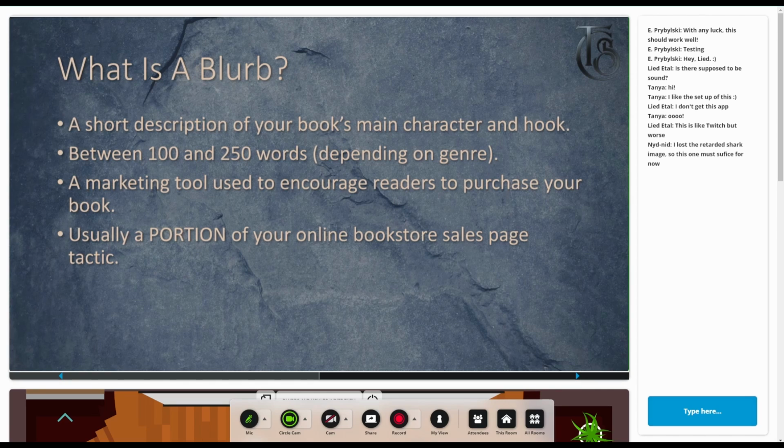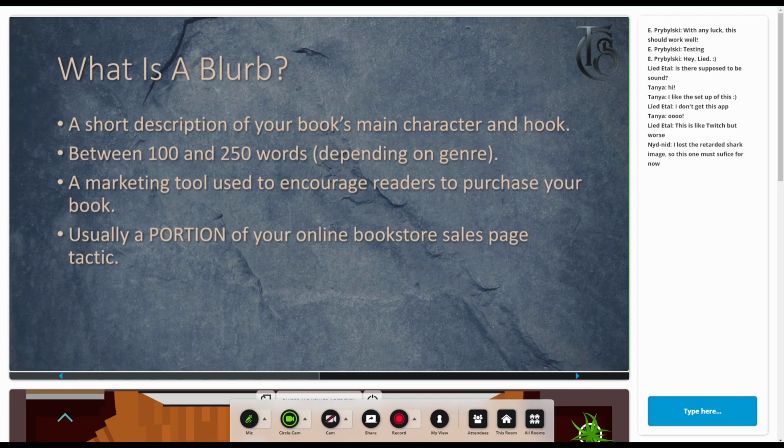It gets people interested in, okay, so who is this character? What is their story? And usually it's just a part of your online bookstore sales page tactic. The other part will be a tagline. Some of the other portion may be reviews. There are other pieces that can go into the bookstore Amazon page.